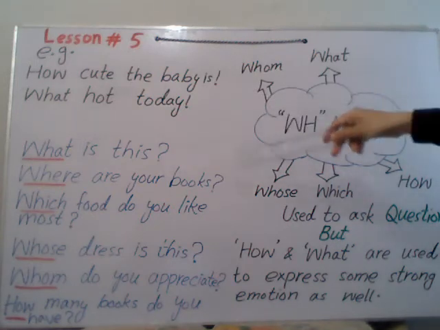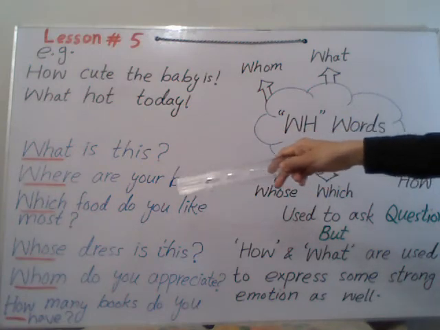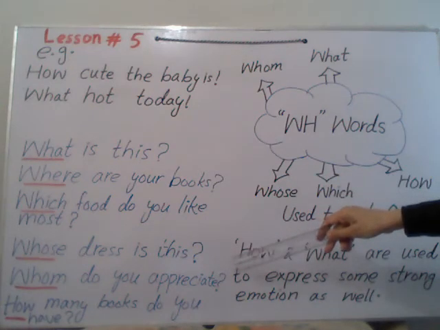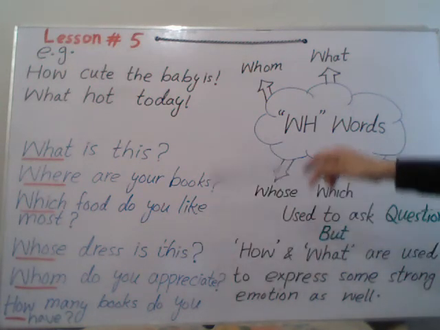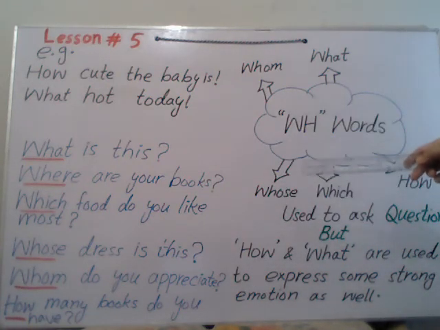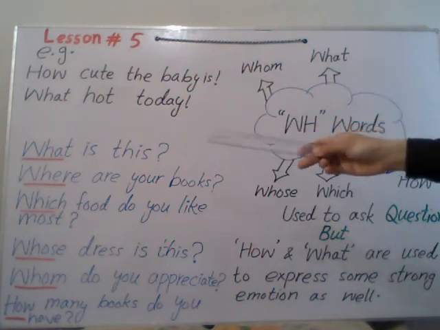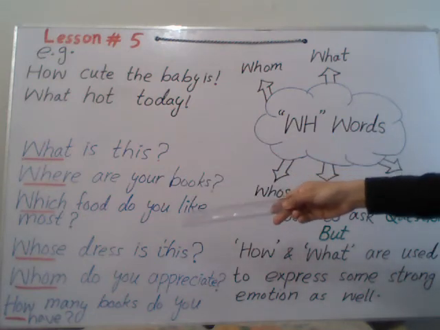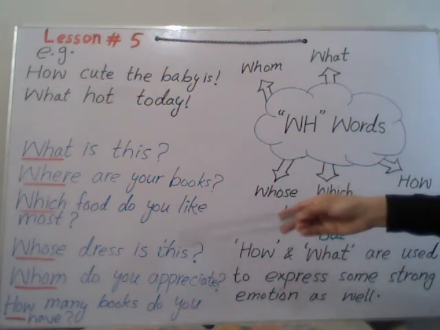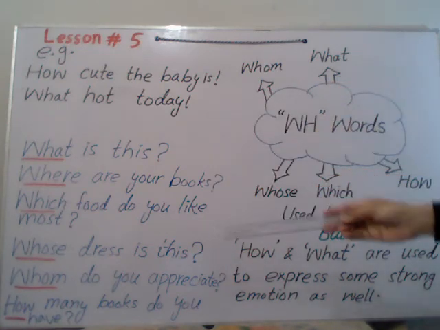And the other thing is that there are some examples about some questions like, oh, what is this, where are your books, which food do you like most, whose dress is this, whom do you appreciate, how many books do you have. These all questions we use to ask some questions, and they have some different meanings, like what means kya, where means kahan, which means कौन सा, whose किसका, whom किसको, और how कितना. And whenever we want to ask about something, we use these words.